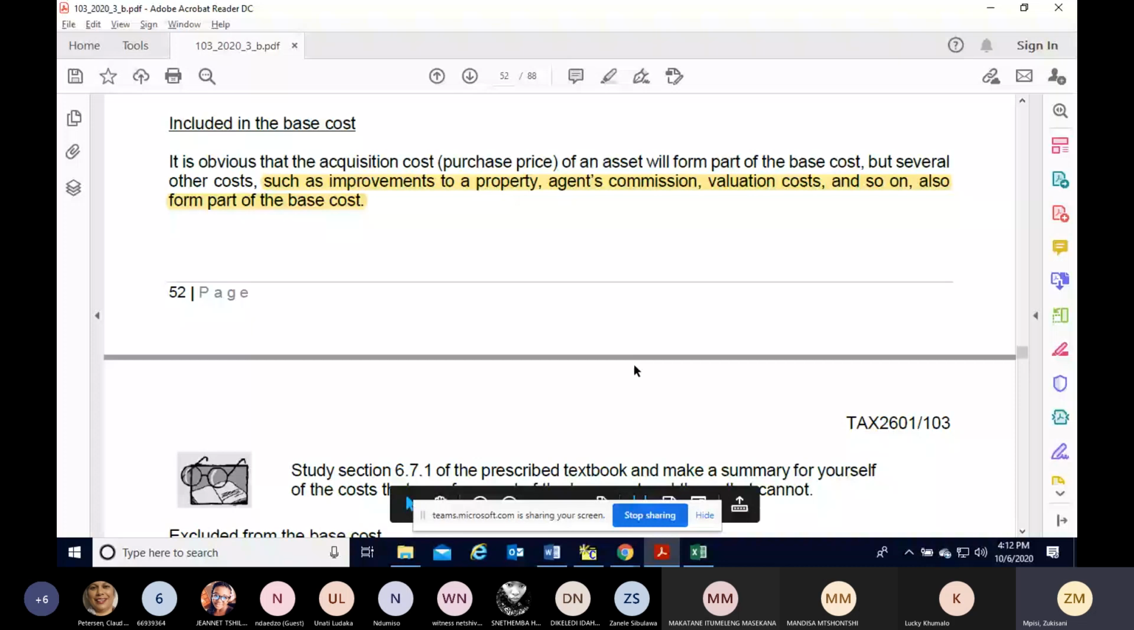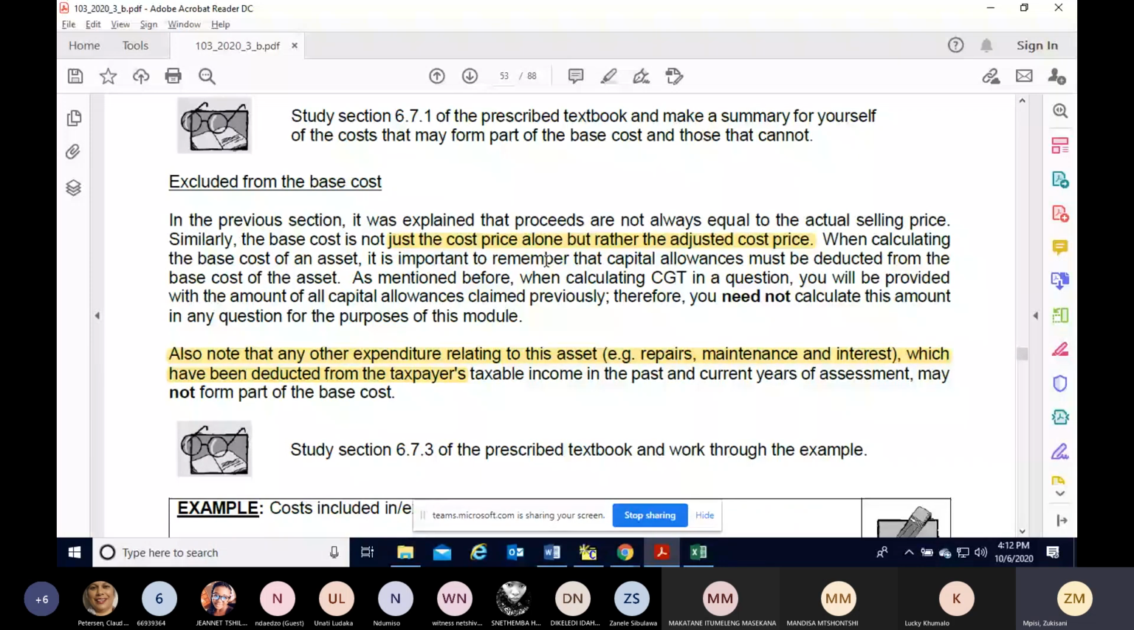So what would be included in the base cost? It is costs such as improvements to a property, agent's commission, valuation costs, and so on. But the important thing is these costs are capitalized into the cost of an asset. And excluded from those costs, one, are costs that are provided for in other sections such as deductions. So you are told that any other expenditure relating to this asset, repairs, maintenance, interest, which would have been deductible in terms of section 11A, is therefore not included.